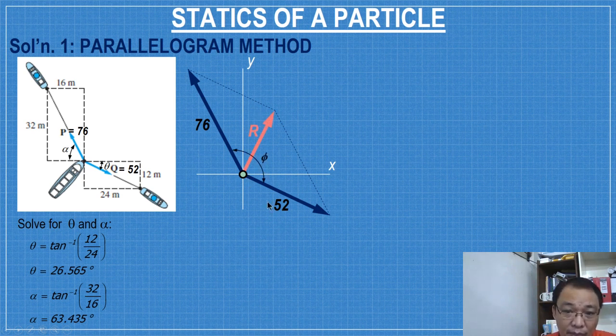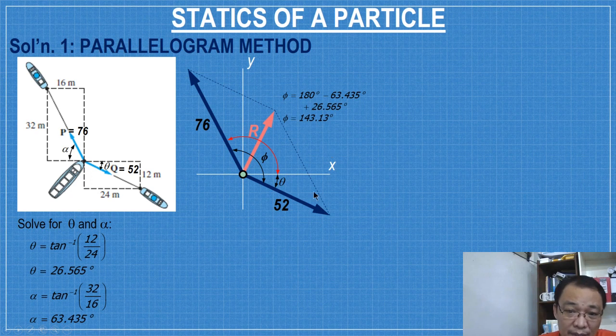Now, we need to solve for this angle. Okay? So, how do you solve for this angle phi? Simple lang. 180 minus this one, alpha. And then we add theta. So, therefore, phi is equal to 180 minus alpha plus theta. Right. So, 180 minus alpha plus theta.